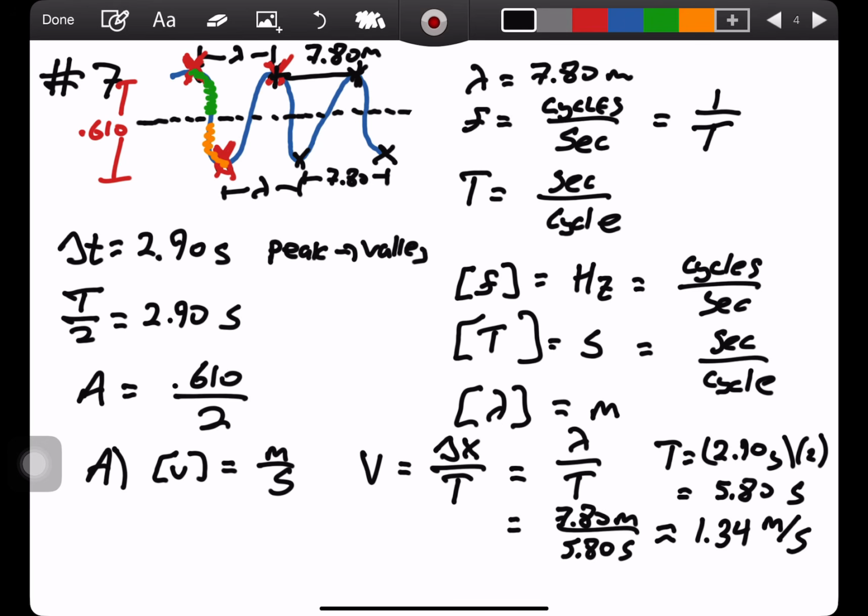By the way, when you see on the exams problems that say express your answer after 2 decimal places, I mean 2 places past the decimal point. So I just did that right there. 1.34 is an expression out to 2 decimal places.